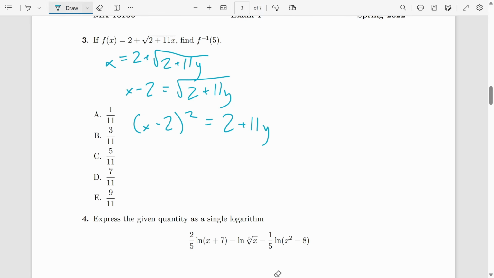Now we can subtract 2 again, get rid of that 2. So this becomes, sorry, excuse me, I had a heart palpitation. That was weird. x minus 2 squared minus 2 equals 11y. Now we can divide by 11 on both sides to get y by itself again.